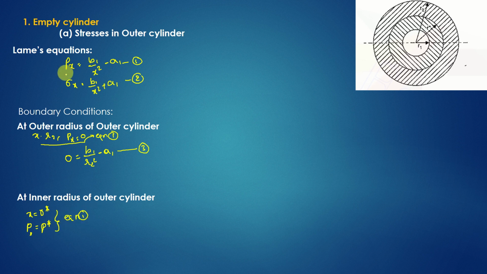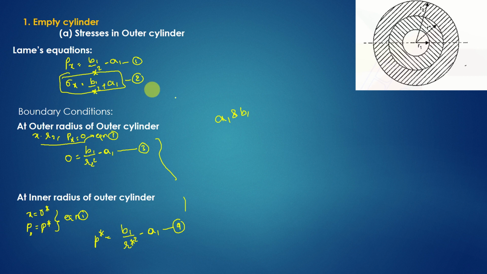What will we get? In place of px, I will substitute p star is equal to b1 by, in place of x I will substitute r star square minus a1. Take it as equation number 4. So by solving equations 3 and 4, you can get the values of a1 and b1, and you will get this hoop stress variation in the outer cylinder by substituting a1 and b1 here, and in place of x you have to substitute the outer radius of the outer cylinder and the inner radius of the outer cylinder. That's it. That is about stresses in the outer cylinder.